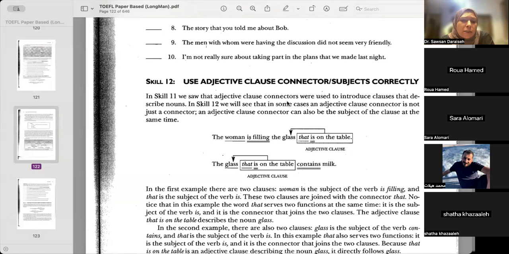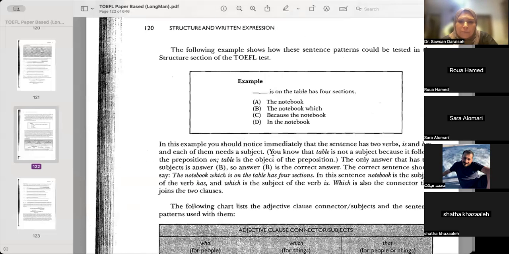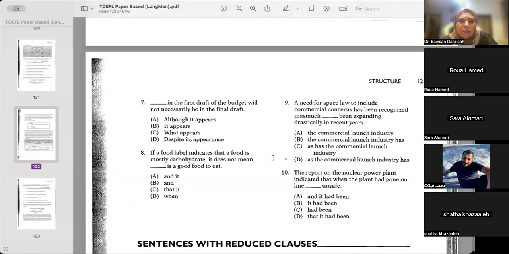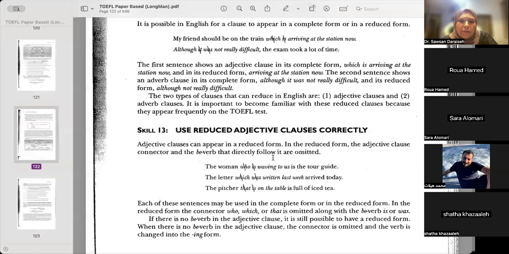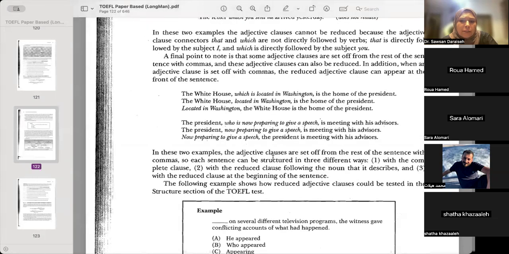So we're not going to do structure skills, because we just have 13, 14, I think, and we're done with structure skills. We're going to move on to the first written expression skill today, which I think is 16. Let's take a look just quickly to make sure if it's 16 together. See, so this is 14. Then we have here, 12. Then we have 13. See that, reduced adjective clauses. This is also a skill, but it's very long, as you can see.